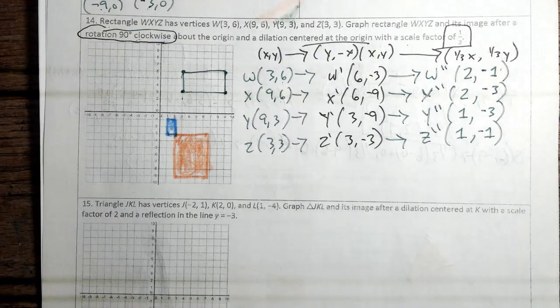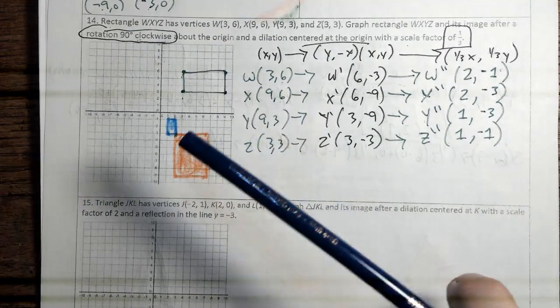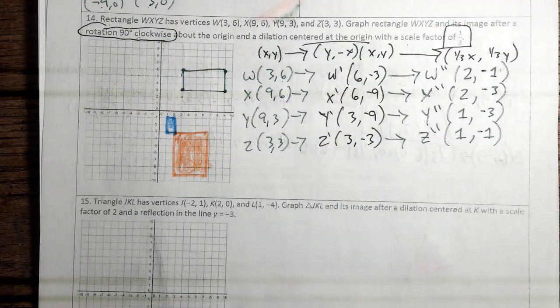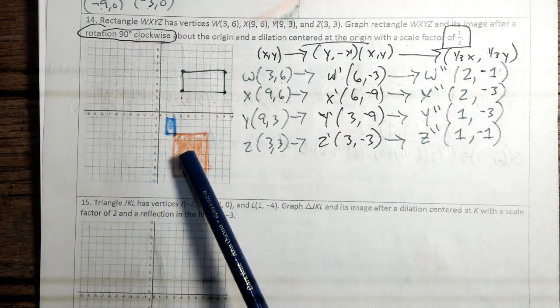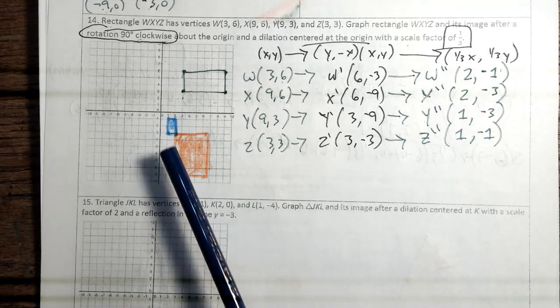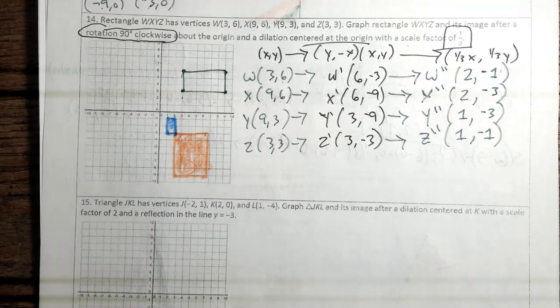Okay, so see how we rotated, and notice it went from the long sides this way to the long sides that way down here. Also looks better down here, but anyway, and then it shrunk. It reduced down a third. All right, number 15.